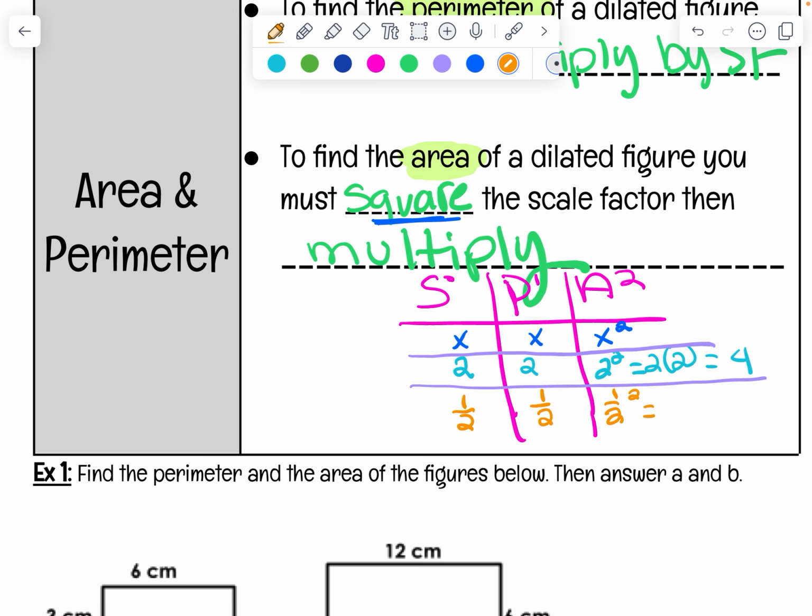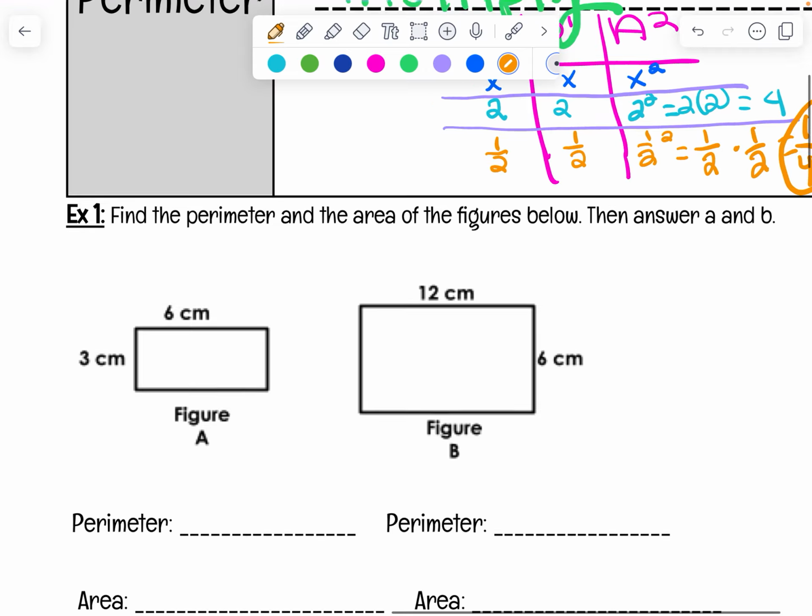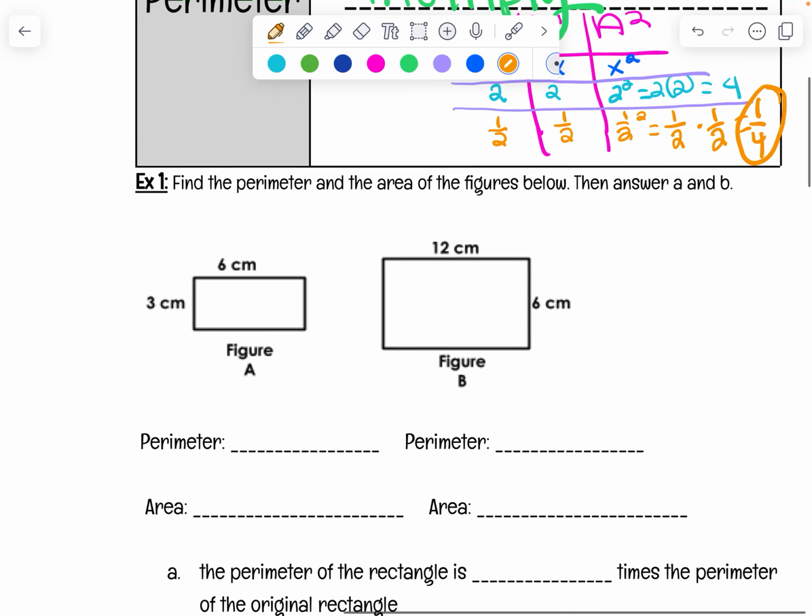Okay, now I'm going to go over this so that we don't make any mistakes. So 1/2 times 1/2, not 1/2 times 2. So all you do is 1 times 1 is 1, 2 times 2 is 4. So my area will be 1/4 of the original. I just wanted to show you that example really quick. So this is just kind of an introduction. I'm going to show you how it works, and then I'm going to do one example with you.